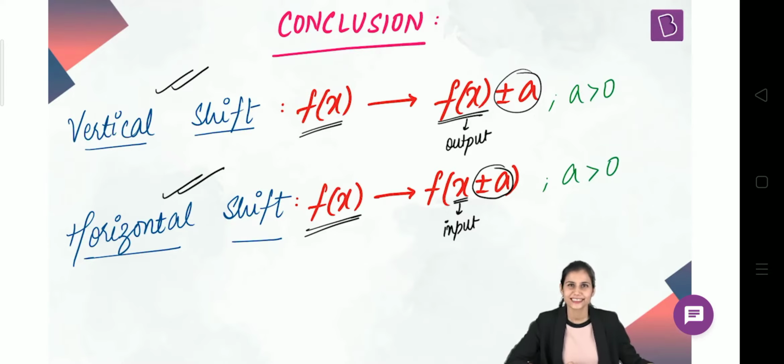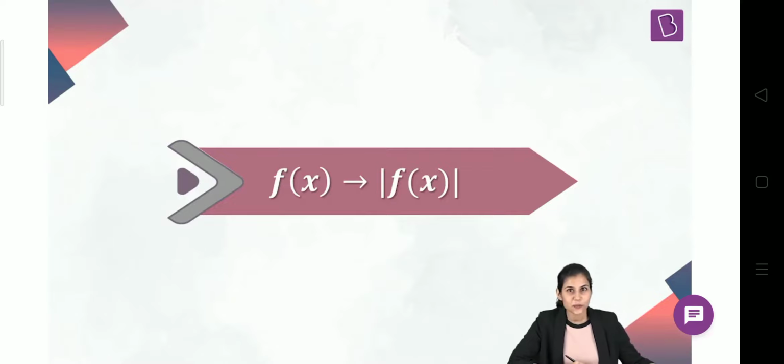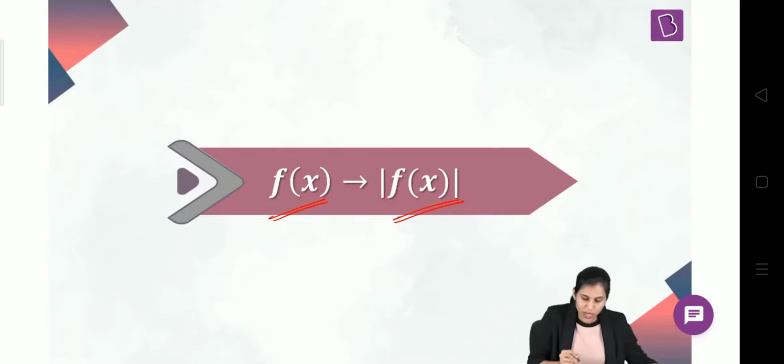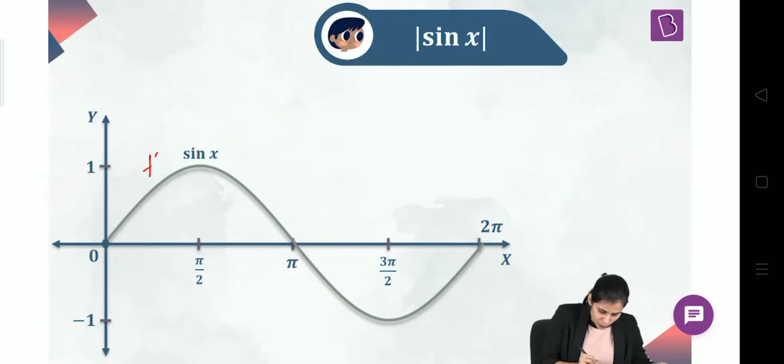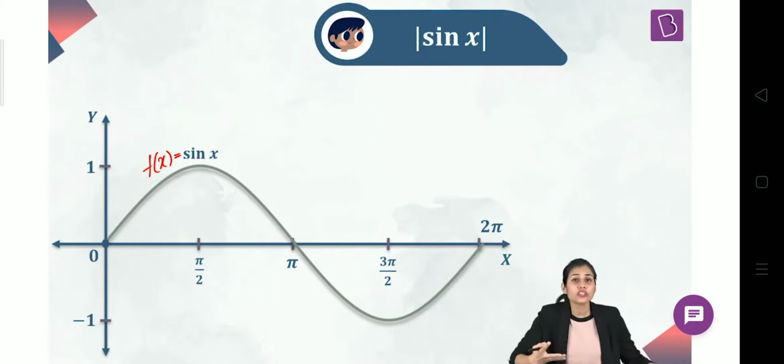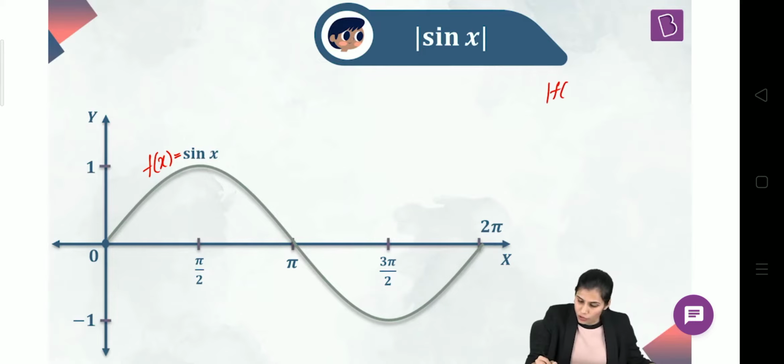Got it? Next up is the transformation which involves getting the graph of mod f from the graph of f. How does this happen? Let's understand from an example. So in here I have the graph of f of x equal to sine x with me, and I want to sketch the graph of mod of f of x, which is mod sine x.